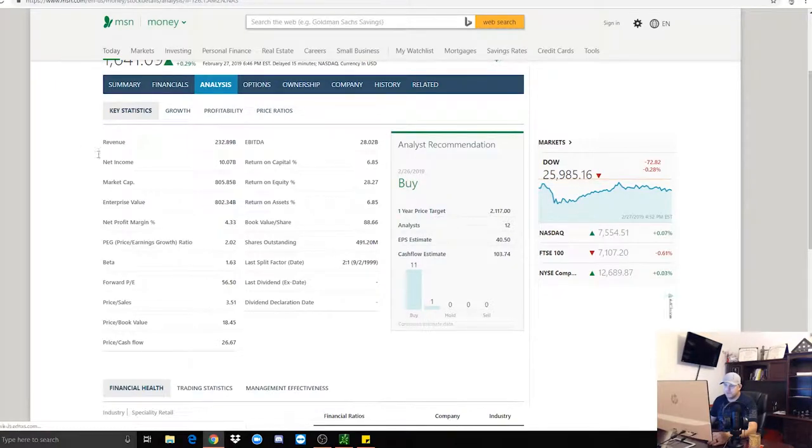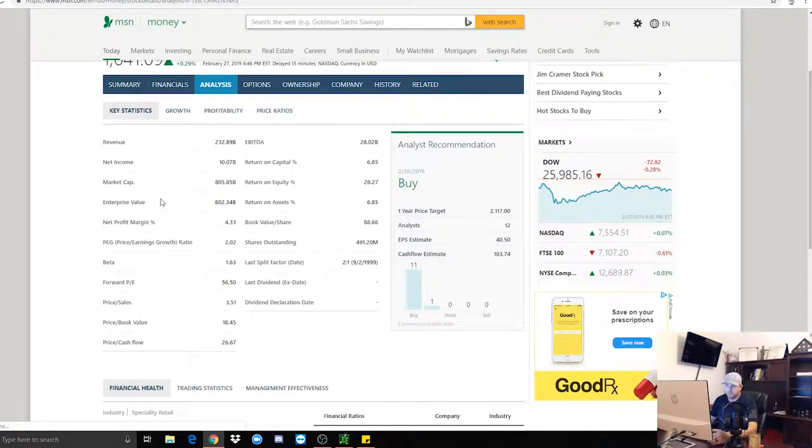Some of the other things we can look at is in the analysis tab. We can see revenue, net income, market cap, and enterprise value. And remember, enterprise value is the market cap minus the cash, plus the liabilities. The market cap is the number of shares outstanding times the stock price, and that gives you the overall value. But if a company was to come in right away and say, okay, we want to buy Amazon, the overall value, because you take in that cash and you can use that cash to pay off some of its liabilities, is $802 billion.